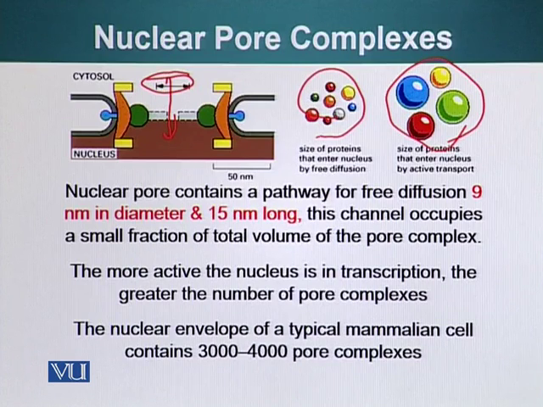The more active the nucleus is in transcription, the greater the number of pore complexes. So the nuclear membrane adjusts the number of pores in relationship to what that cell is doing. The nuclear envelope of a typical mammalian cell contains about 3,000 to 4,000 pore complexes. However, this number can change depending upon the cellular requirement.